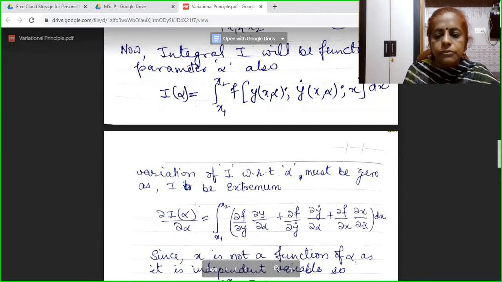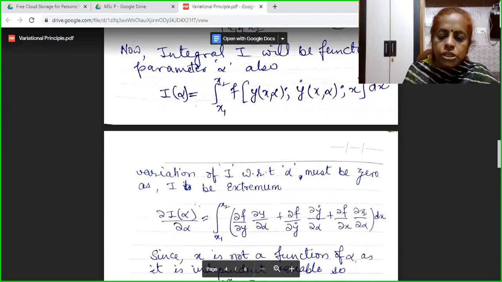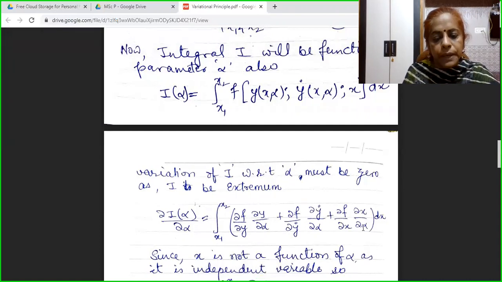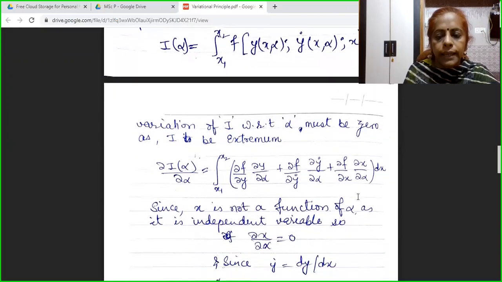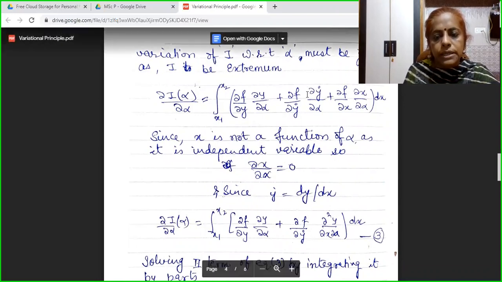Now, as I've already stated, x is an independent variable. So this function x will not depend upon the path. That means this third term, which denotes the variation of x with respect to path, this term del x by del alpha, will be 0. So taking del x by del alpha to be 0, and since y naught is dy by dx, I am rewriting my second term, substituting dy by dx instead of y naught.